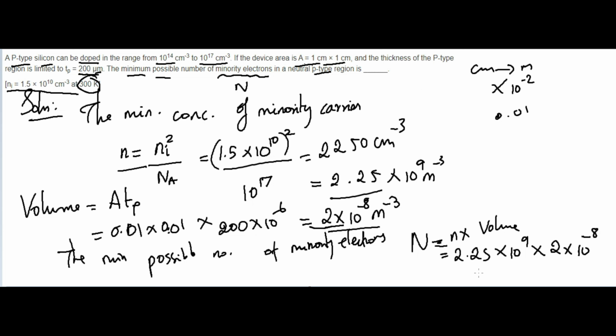So if we just multiply, it will be around 45, because we find 2.25 into 2 is 4.5, and 10 to the power 9 with 10 to the power minus 8 gives 4.5 into 10, which is 45. Okay, that's all. So the answer is exactly 45.